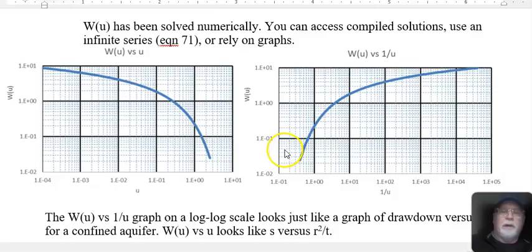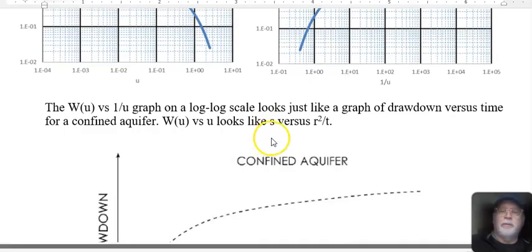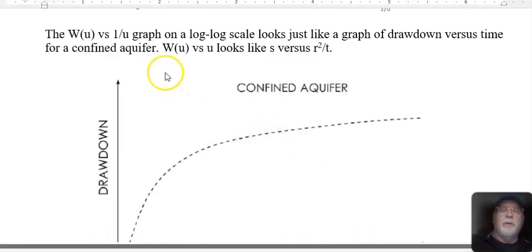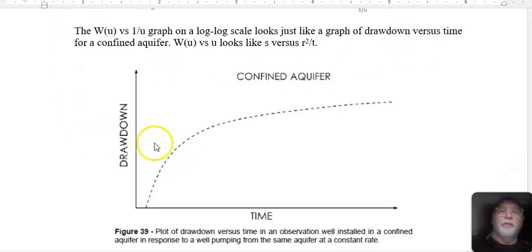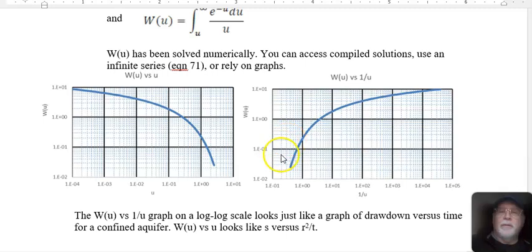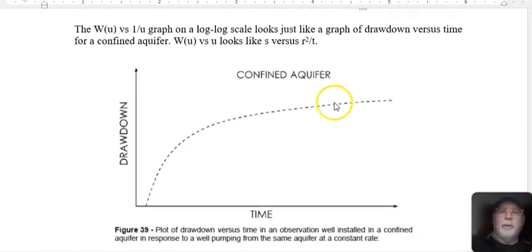And actually, I'm getting ahead of things a little bit, but I'll just say it right here. The W of u versus 1 over u graph, you can see it there, matches a drawdown versus time graph. So the method, we take the drawdown versus time, we match it up with a plot of W of u versus 1 over u, and with that match, we can come up with the parameters.